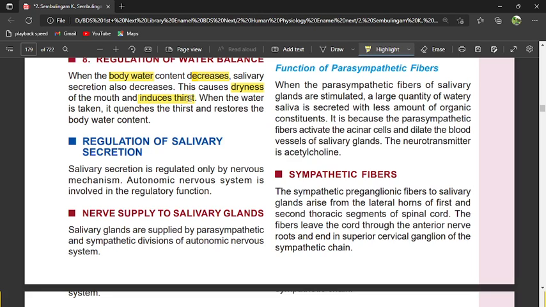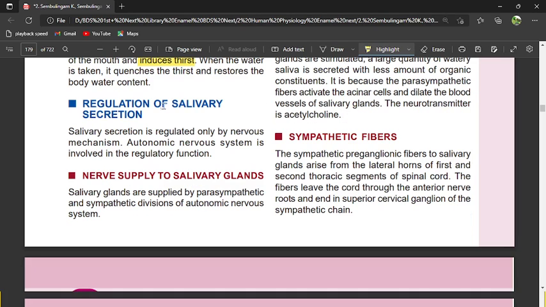So when water is taken in, it quenches the thirst and restores the water. Sometimes, you know that saliva has 99.5% water. So in such a case, if saliva is not secreting well, drinking water may also help you. Regulation of salivary secretion.